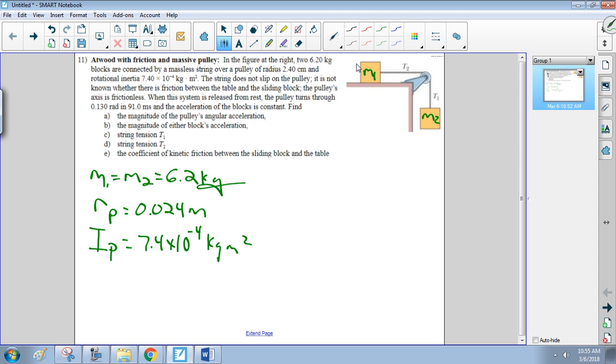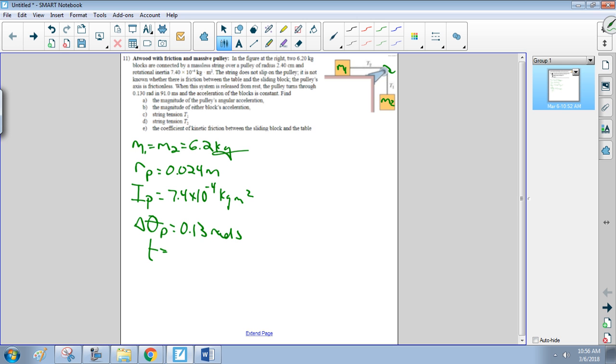The string doesn't slip on the pulley, so that means the linear values for the box and the outer edge of the pulley are all going to be the same. When the system is released from rest, the change in angular position for the pulley is 0.13 radians, and it does that in a time of 91 milliseconds, so that's 0.091 seconds. It's going from rest, so the initial angular velocity of the pulley is 0. That's our given information.